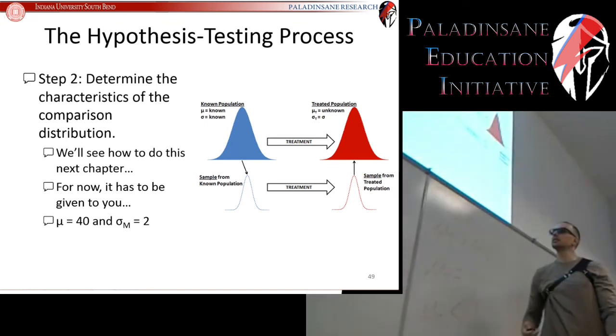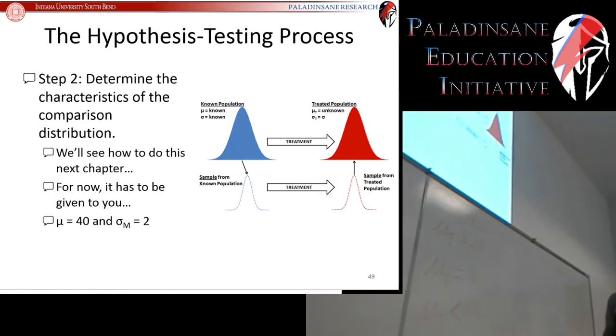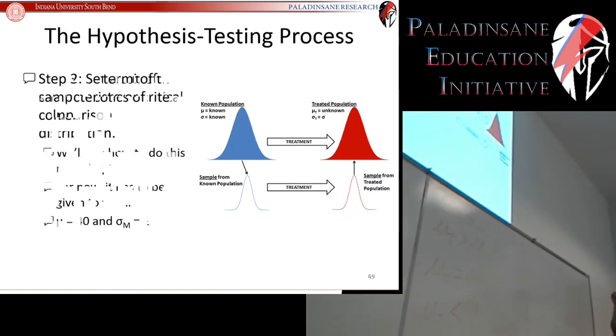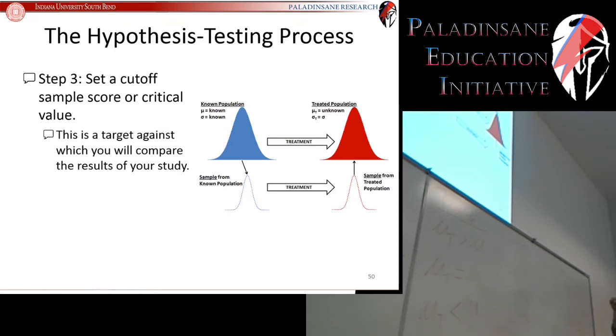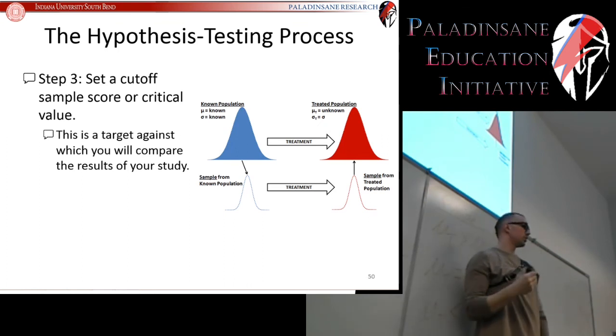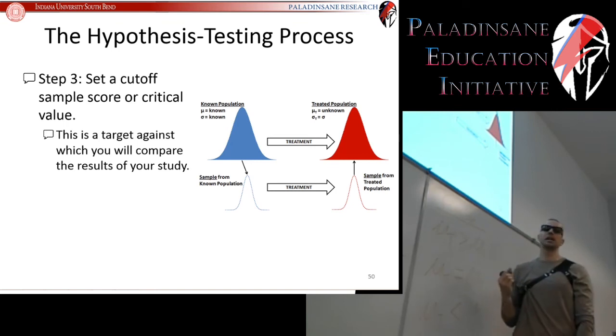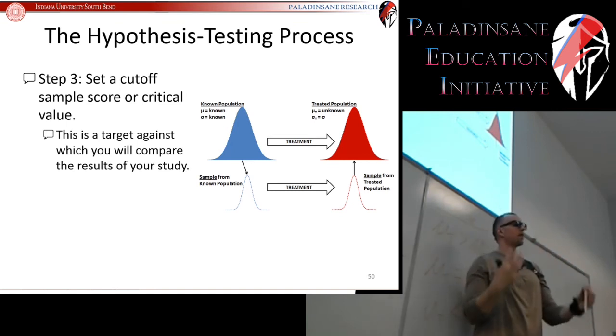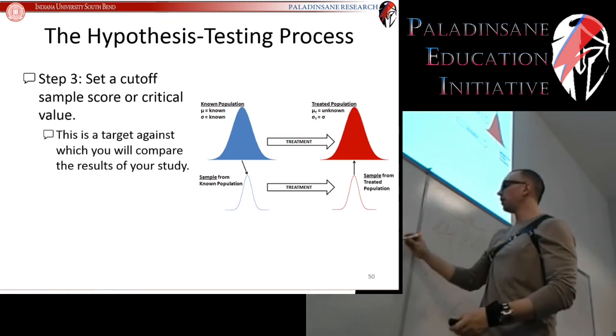So where are these lines in the sand? Well, we're going to set this cutoff sample score, that line that we're going to compare our study to, and we're going to recall what our alpha was. And our alpha was given to us in the question. Make sure you make a note of what alpha is. And in this case, it was 5%. We want 5%, and we want it all in one tail.